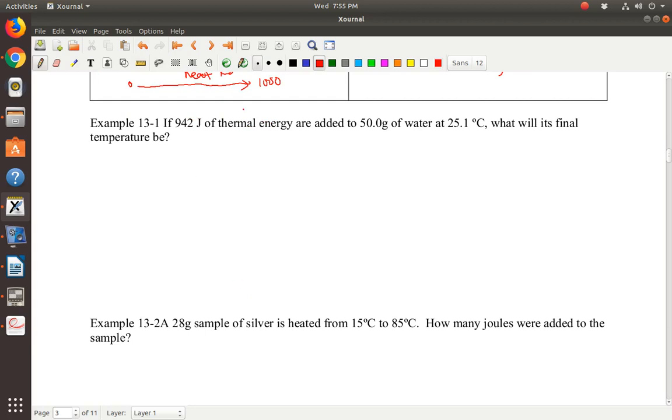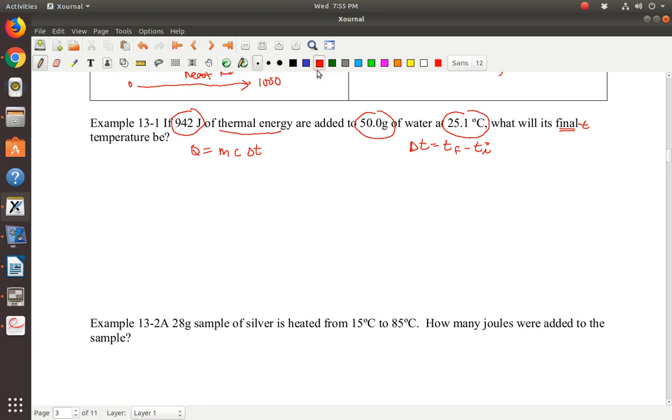If I have 942 joules of thermal energy added to 50 grams of water at 25.1 degrees Celsius, what will the final temperature be? I'm asking for T. So Q equals mC delta T. I memorized that one pretty easy. Q equals mC delta T. Remember, delta T is the final temperature minus the initial temperature. It's always the final temperature minus the initial temperature.